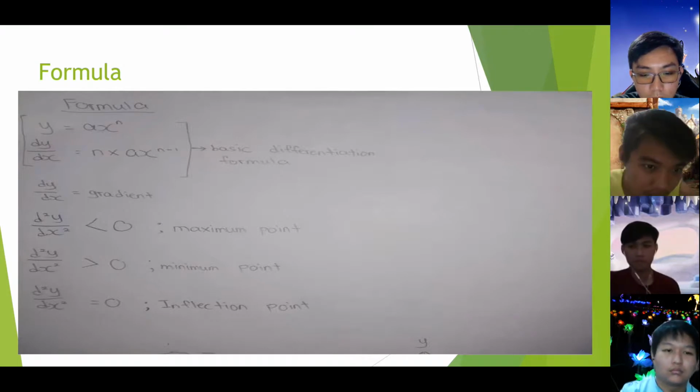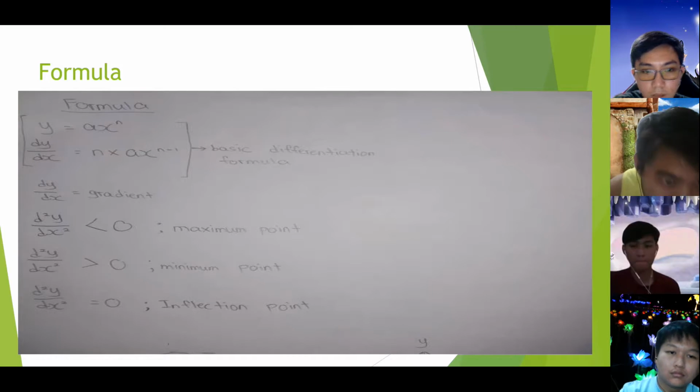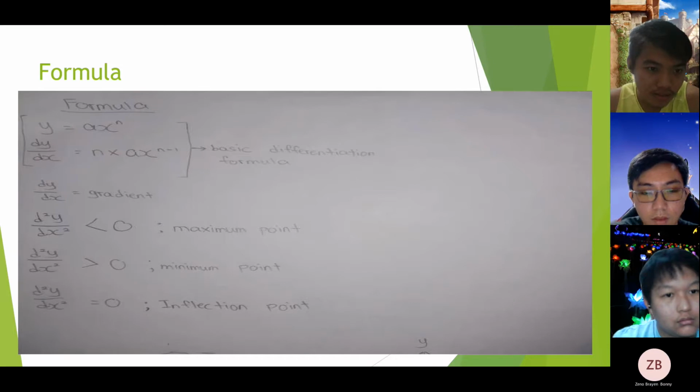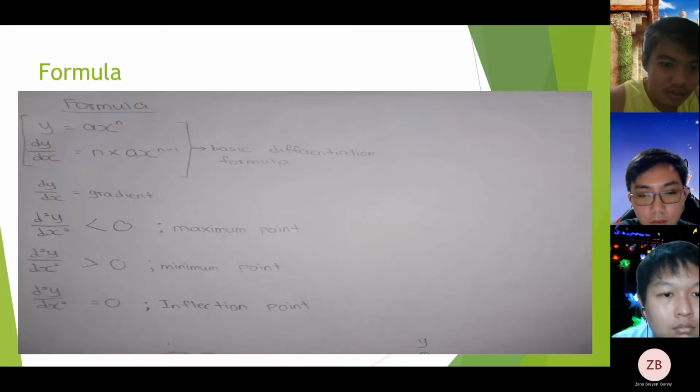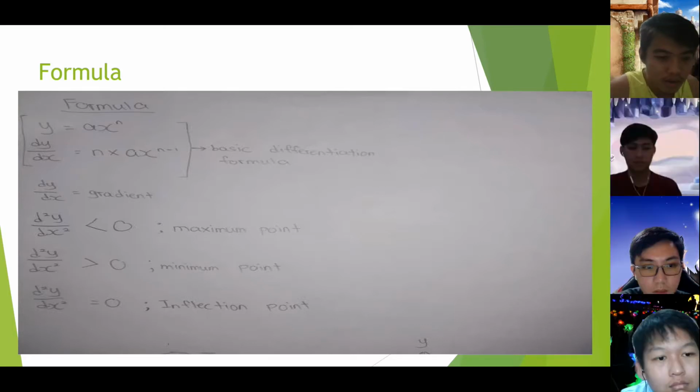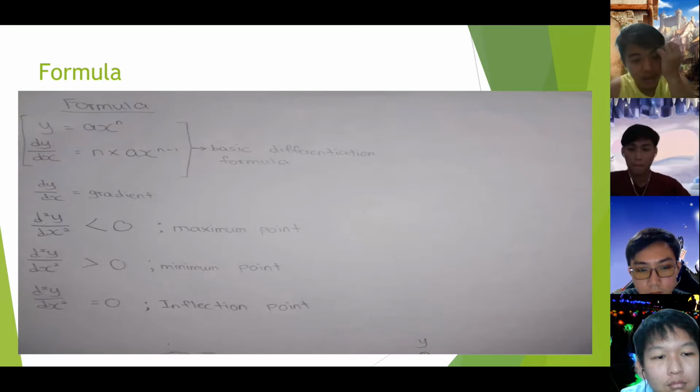For the formula, this is the formula dy/dx. The formula of gradient is dy/dx, and if the second dy/dx is smaller than 0, it will be a maximum point. If the second dy/dx is higher than 0, it will be a minimum point. If the second dy/dx is equal to 0, it will be an inflection point.